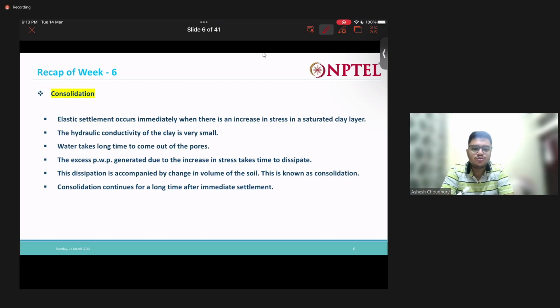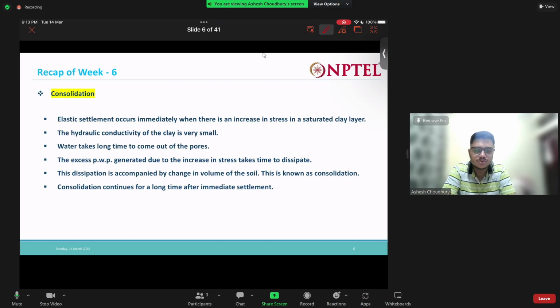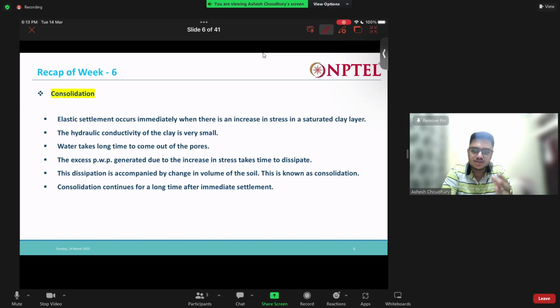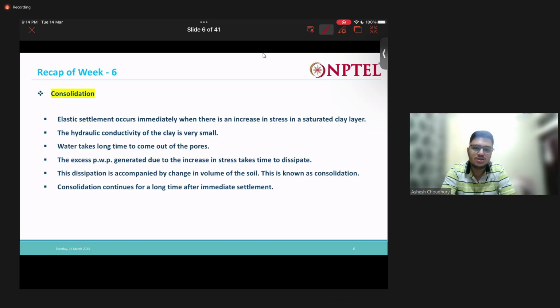Gradually, as we allow the drainage, that means as time passes, the water will try to dissipate, to come out from the pores of the soil. As we allow gradual drainage, the pore water pressure reduces and the effective stress increases. So the load is gradually transferred from the pore water to the soil structure, the soil grains.